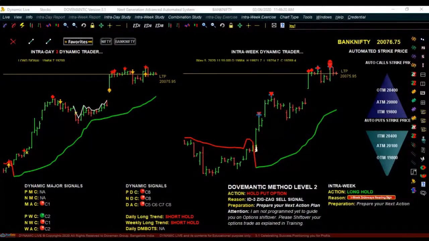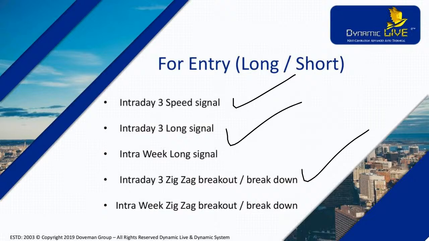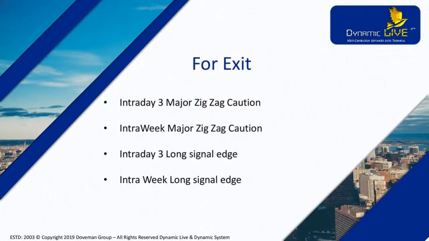But then for this action to give you an entry or an exit, there are multiple signals at work here in this dynamic live. Now, which are these multiple signals? Let's have a look here. These are some of the multiple signals we have for an entry: the intraday 3-speed signal, the long signals, the zigzag breakouts and breakdowns. Multiple signals are at work. Similarly, for an exit, the intraday 3 major zigzag, the long signal, the edge point, the speed signal, all these multiple signals are at work.